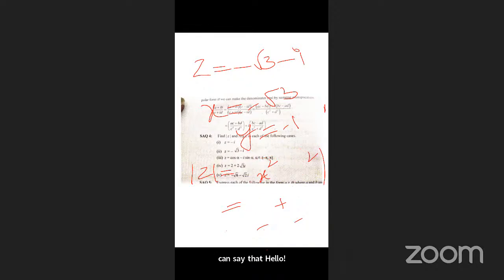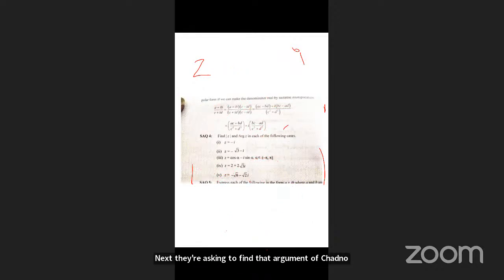Mod z equals, we know, under root of x square plus y square. So x square is root 3 whole square, that becomes 3, and y value is minus 1, so we are getting 1. So root 4, and the root 4 value is 2. Therefore we can say mod z equal to 2. Next, they are asking to find the argument of z, that is tan inverse of y by x.